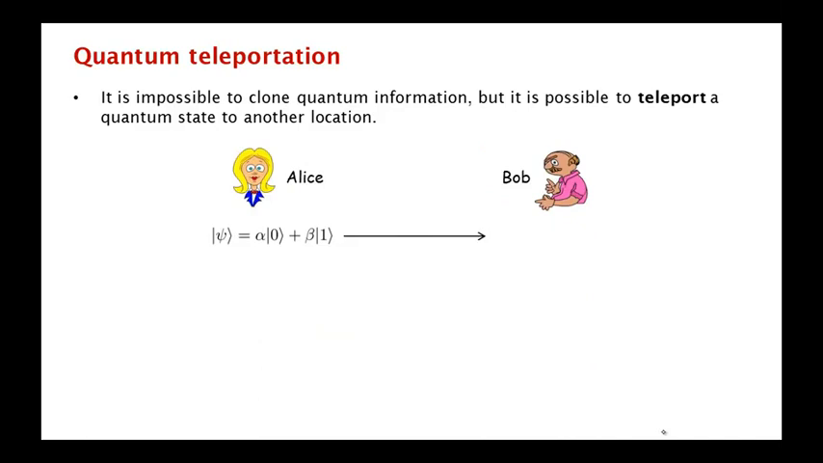here's the setup. Okay, so let's say there are two physicists, Alice and Bob, experimentalists. And Alice has created a state which it took her a long time to create. It's a very interesting state. It's some superposition, alpha 0 plus beta 1. She doesn't quite know what alpha and beta are, but it's just the output of some process that she designed.